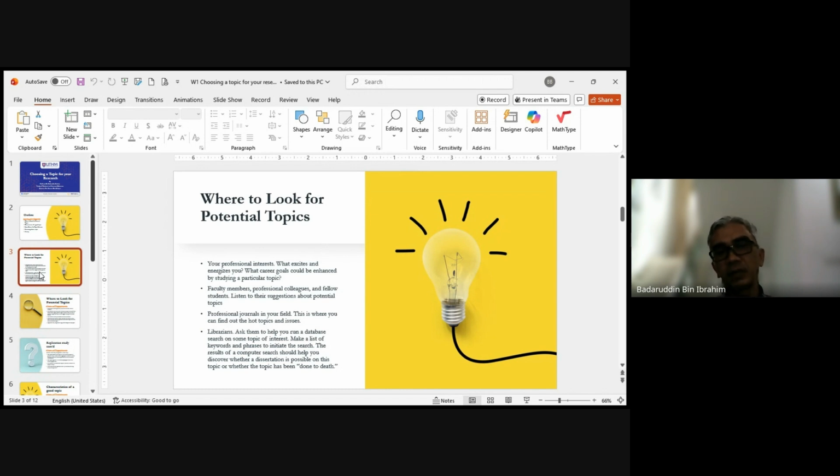And then the third one is, of course, professional journals in your field. This is where you can find out the hot topics and issues. Journals can mean your personal diary, or can be from the literature, and the best is from the literature, easy for you to defend or justify your research.